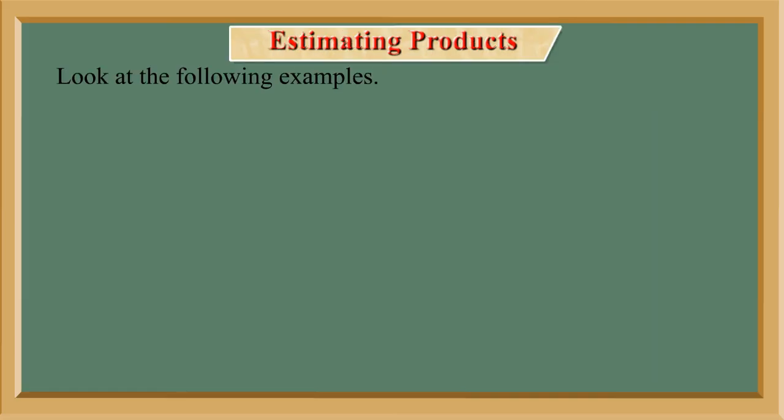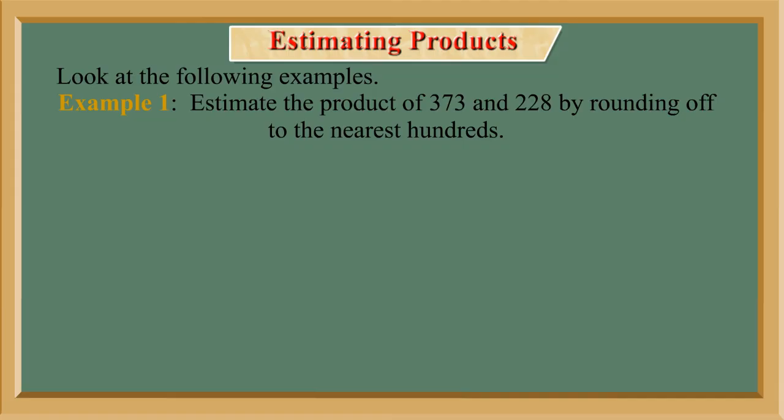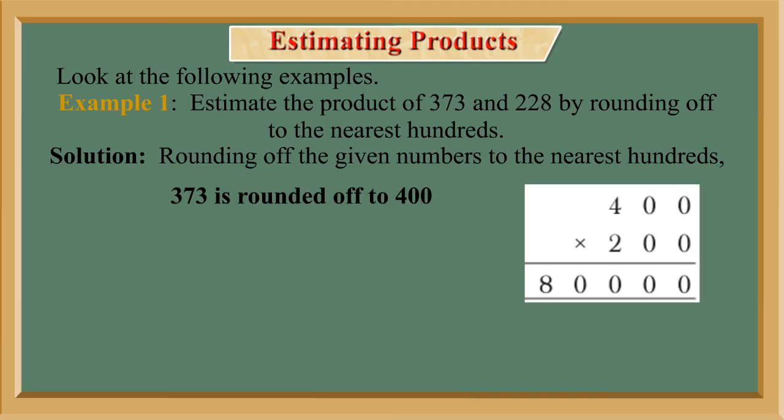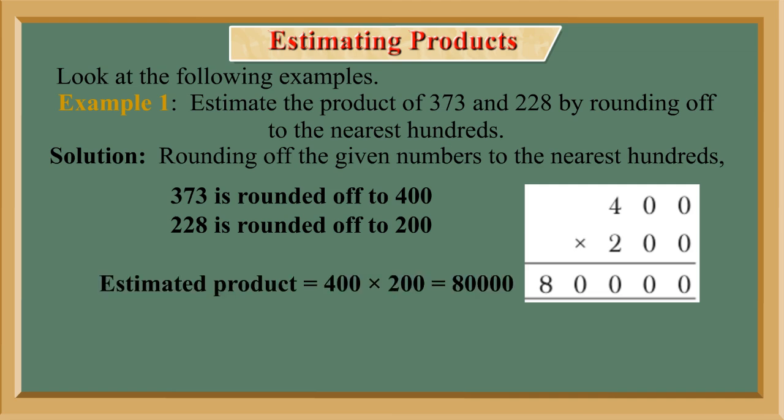Estimating products. Look at the following examples. Example 1. Estimate the product of 373 and 228 by rounding off to the nearest hundreds. Solution. Rounding off the given numbers to the nearest hundreds, 373 is rounded off to 400, and 228 is rounded off to 200. Estimated product is equal to 400 times 200 equals 80,000.